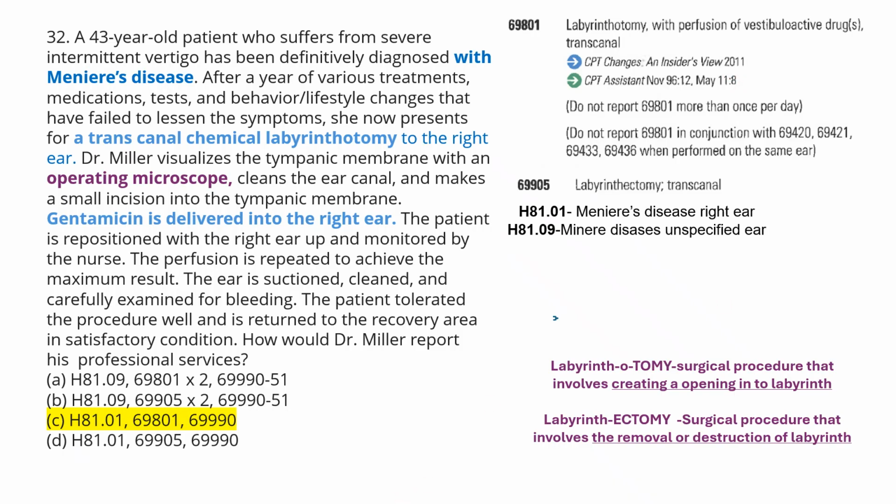So yes, C is the correct answer, because H81.01 talks about Meniere's disease, the right ear, while H81.09 talks about unspecified ear. But in our patient, we very well know that it is the right ear. Then 69801 talks about a labyrinthotomy with perfusion of the vestibuloactive drug, which is gentamicin in this case. And of course, we will have to use 69990. It is a code for the operating microscope, and it has been used in our patient. So by looking at all those codes, we can zero in on option C.